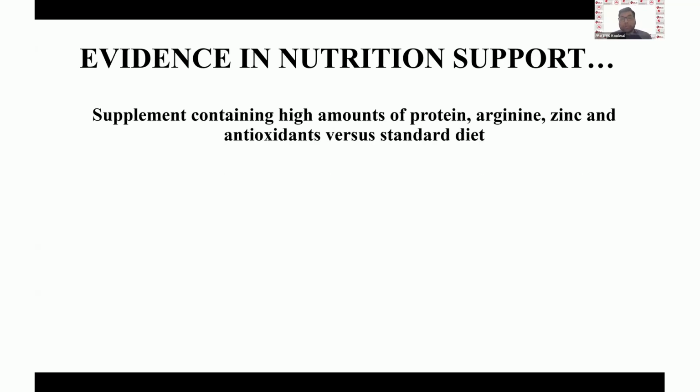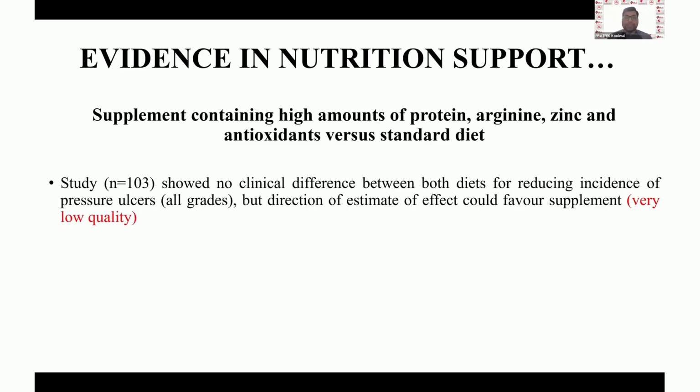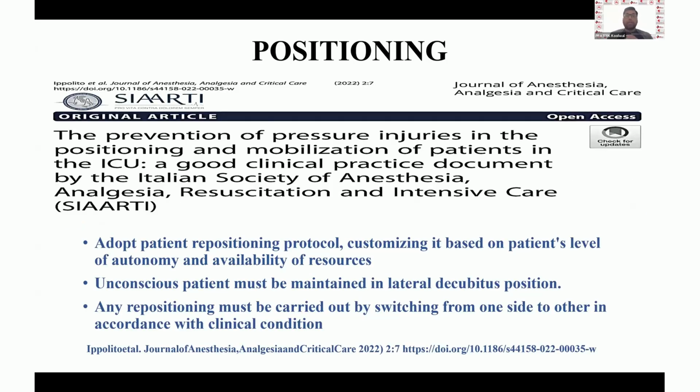Supplement containing a high amount of protein, arginine, zinc, antioxidants versus standard diet. The study showed no clinical difference. It's just added cost. Both diets were similar for reducing the incidence of pressure ulcer, but the direction of estimate of effect could favor a supplement, with very low quality of evidence.